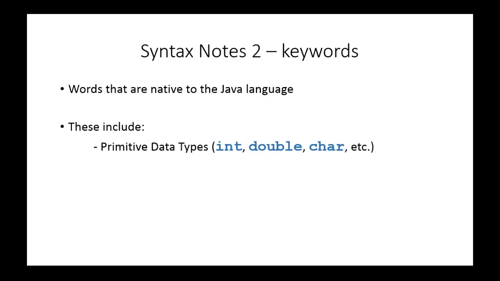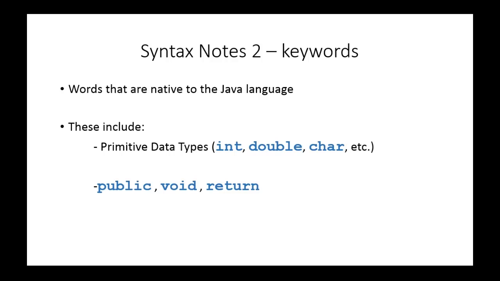So the next syntax thing I wanted to talk about is keywords. So maybe during lab last week you realized that some words, when you type them in and then press space, the color would change. And these are keywords. These are basically words that are native to the Java language. So these are words like int, double, char, which you guys I think all realize now are your primitive data types. For instance, an int represents an integer, right?